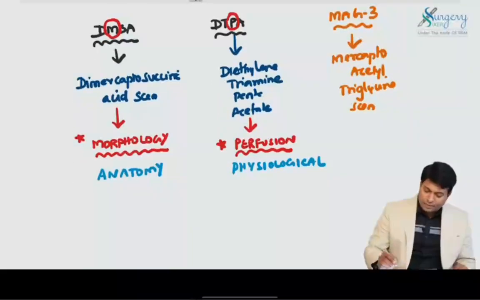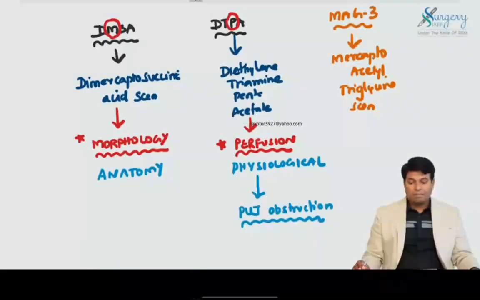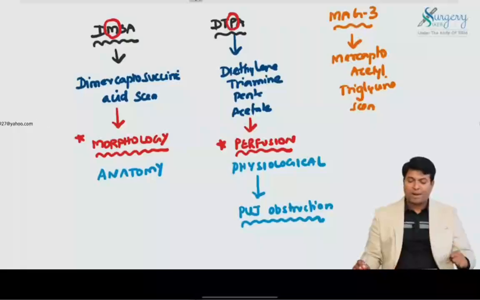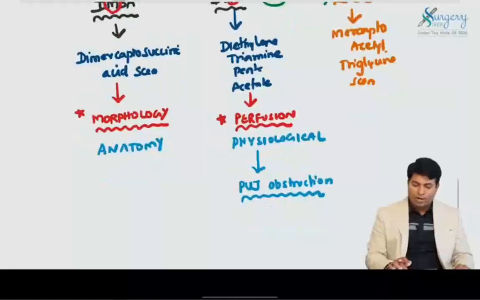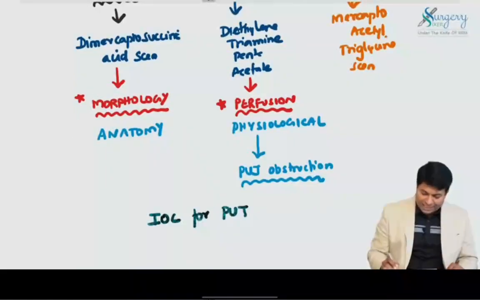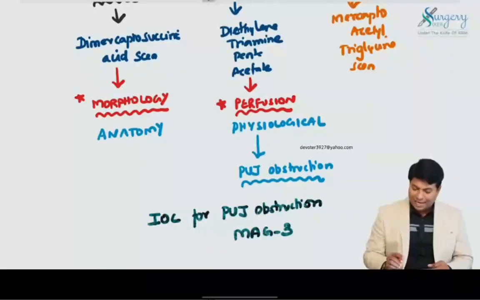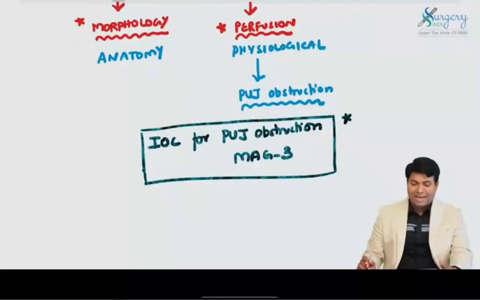So if there is any obstruction, for example a pelviureteric junction obstruction, the DTPA scan will show it. The contrast perfusing inside and coming out is shown by the DTPA scan. Nowadays, the DTPA scan is more replaced by the MAG3 scan. This is an expected question: the investigation of choice for pelviureteric junction obstruction is the MAG3 scan, mercaptoacetyl triglycine scan. Please don't forget MAG3 scan.